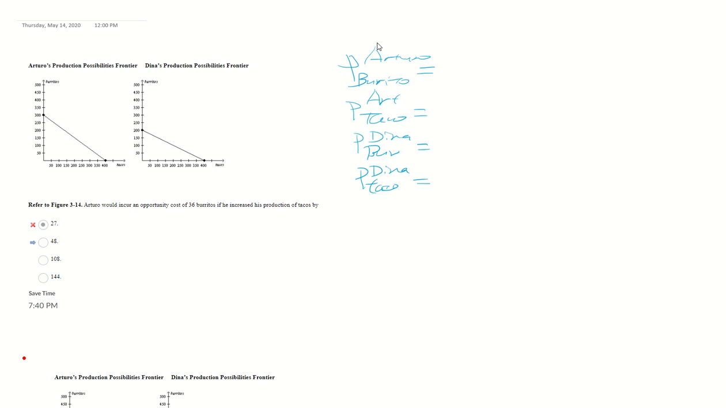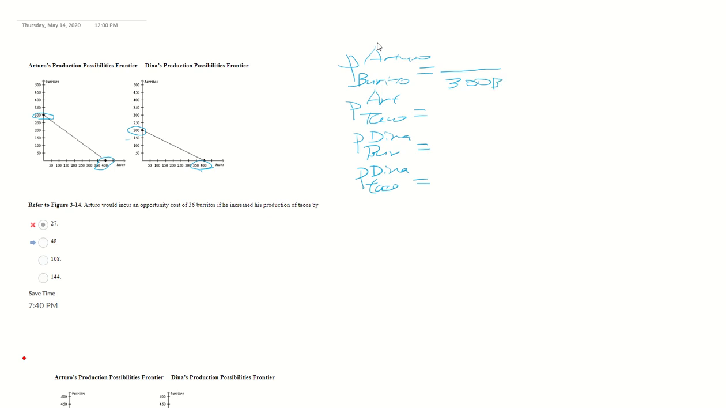Now, when you do the four prices here, we don't care about the numbers within the PPF. The only numbers we care about are the two end numbers: the 400, the 200 here, and then 400 and the 300. For each price, this would be a simple fraction. Whatever you're looking for, the maximum production goes on the bottom of the fraction. So for Arturo, the maximum he can produce is 300 burritos, so 300 burritos goes on the bottom.